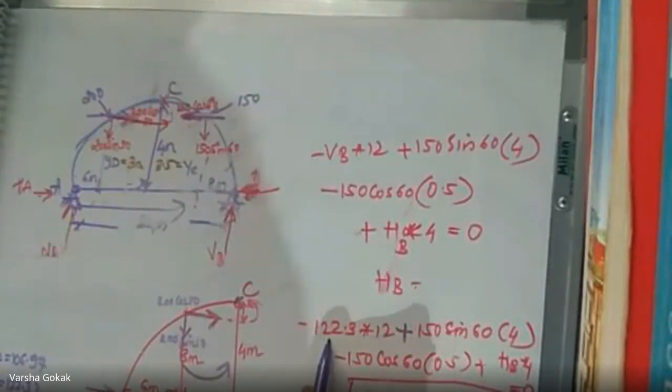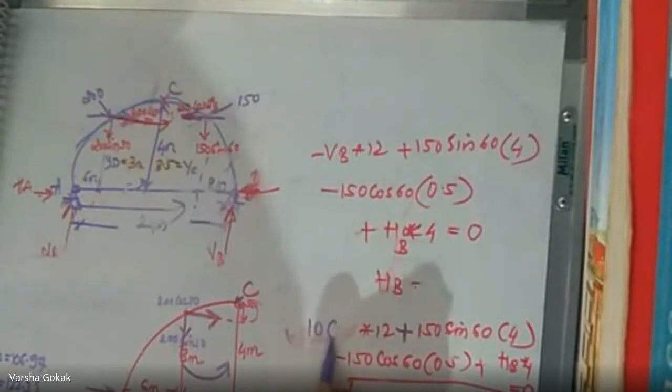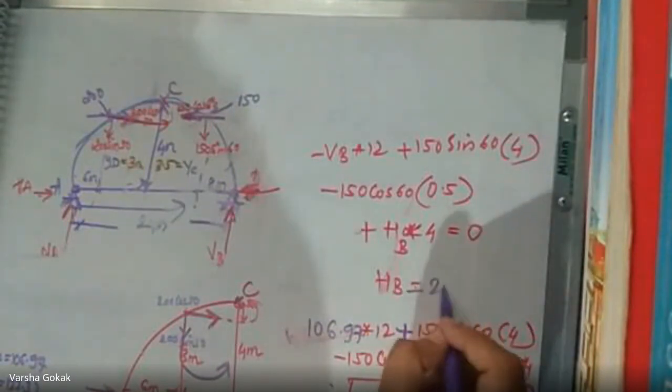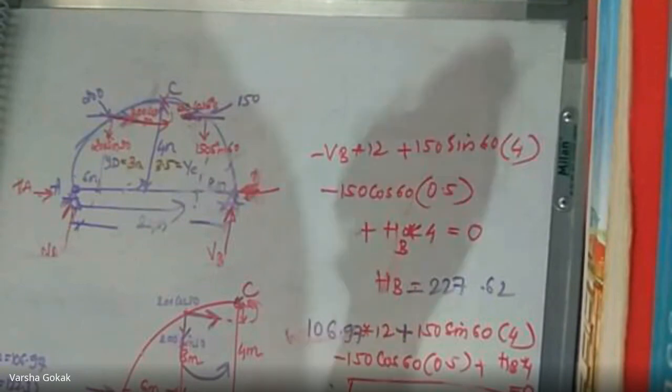See, 122.3 is your VB. I've written the value wrong or what? This has to be 106, no, VA. Correct? This figure was for this. Or have I erased? 227 you got now, 0.62. So VA into 12, and I have erased that earlier part. Okay. Correct.